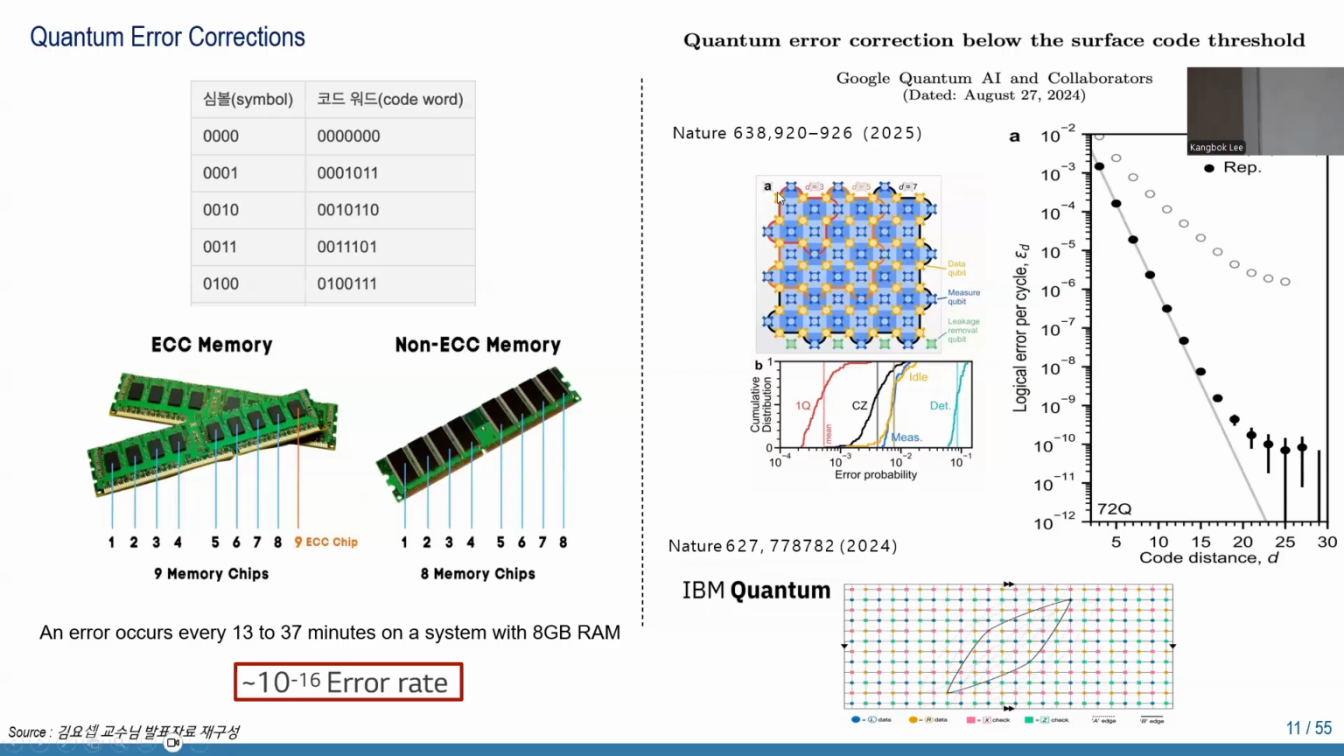여기가 지금 7 by 7이고, 10이면 10 by 10, 이 정도가 한 로지컬 큐빗이라고 보면 됩니다.